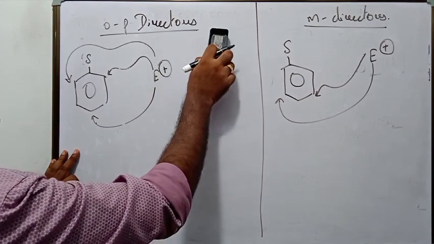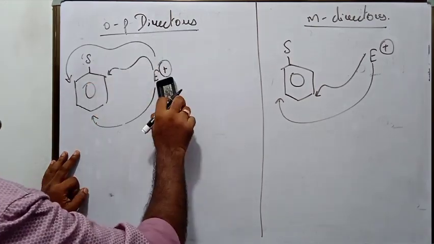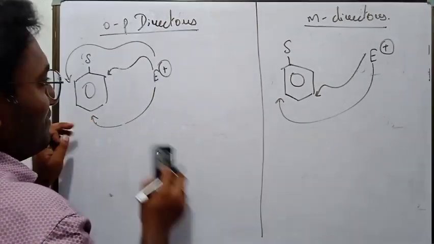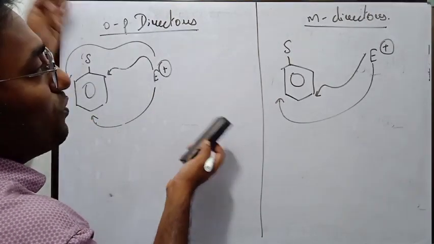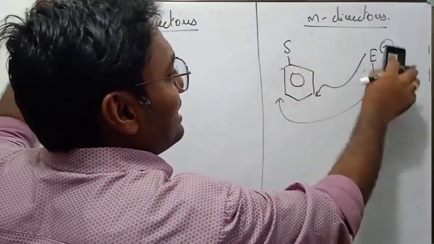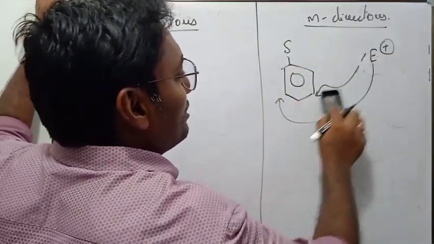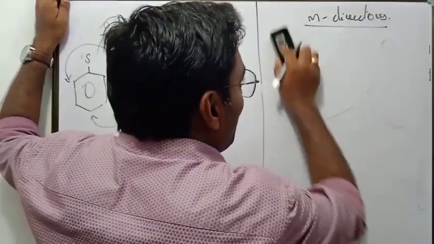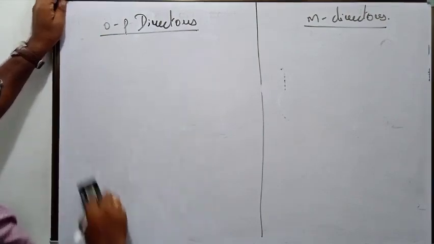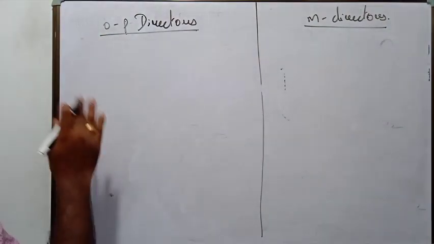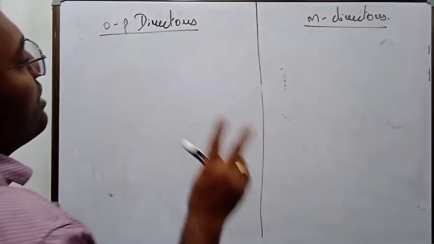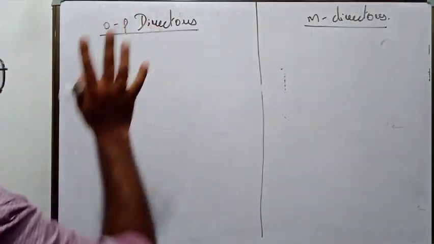Ortho-para directors are primary substituents that direct the incoming electrophile towards the ortho and para positions. We have seen so many examples, OH, OR, right? And meta-directors are those primary substituents that direct the incoming electrophile into the meta position. Now, what are the conditions for an ortho-para director? There are only two conditions for an ortho-para director.